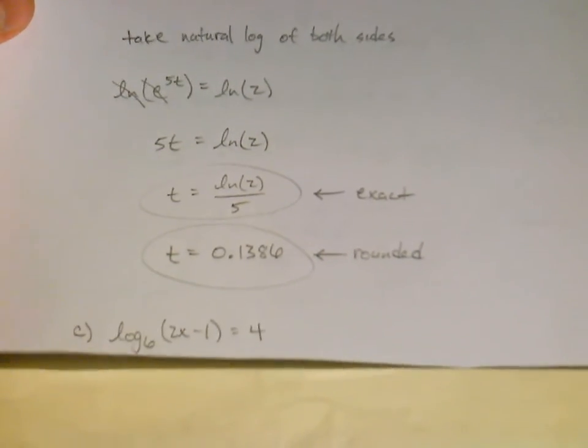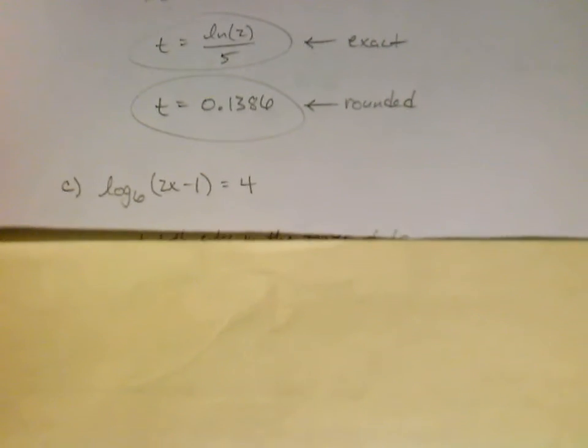Okay, so I've got one more before we stop this first video. The log of 2x minus 1 base 6 equals 4. Now we're switching things up. Now we've got a logarithmic equation. The previous two examples were exponential equations. So what's the difference? What's going to happen here?